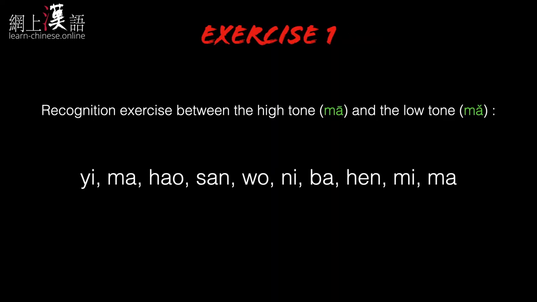Now let's do some practice. Please write down those syllables, then I will read each of them twice. You'll have to find out if it is the high tone, ma, or the low tone, ma. I repeat, the high tone, ma, and the low tone, ma. Please pause the video, write down those syllables, and start the video again when you are ready.